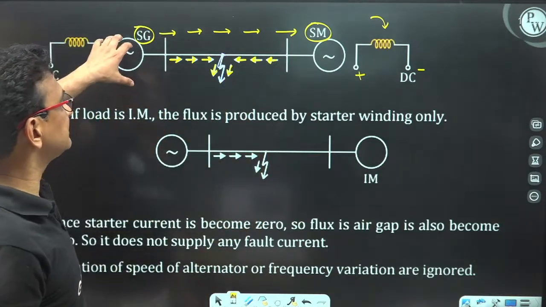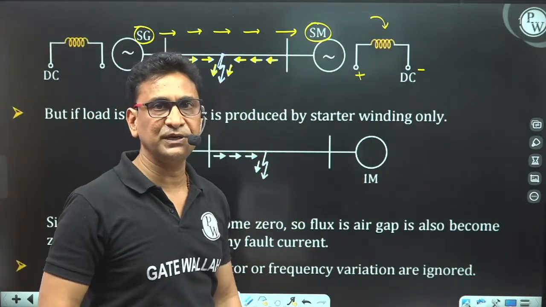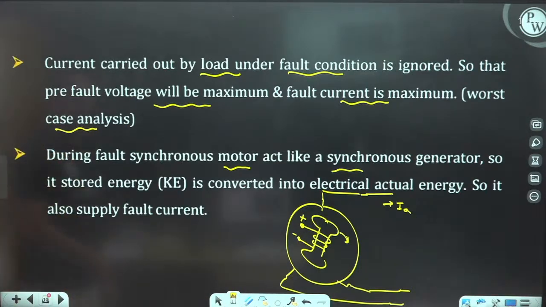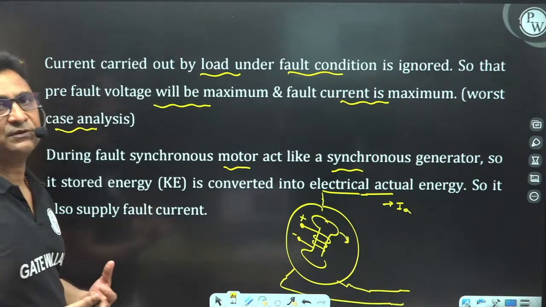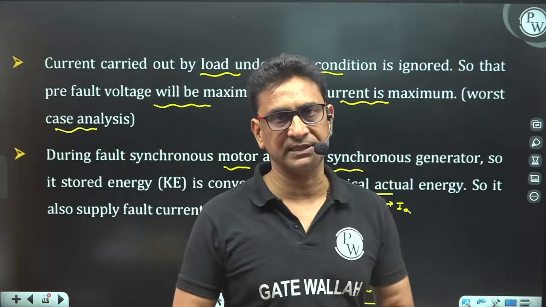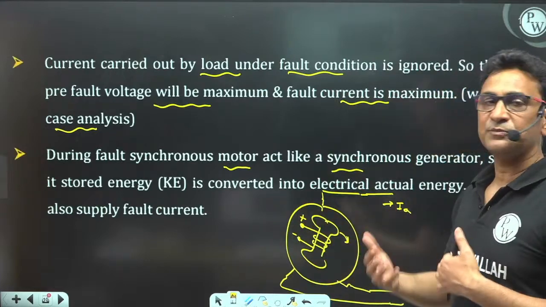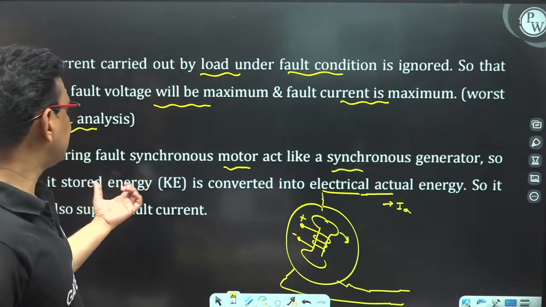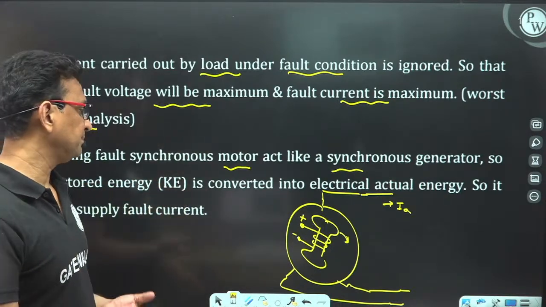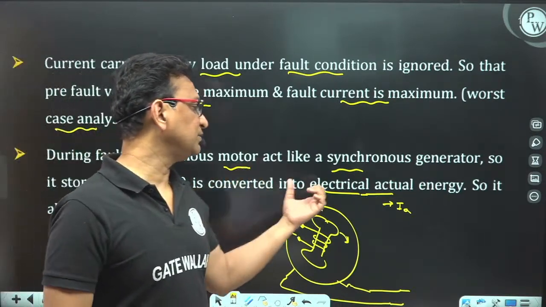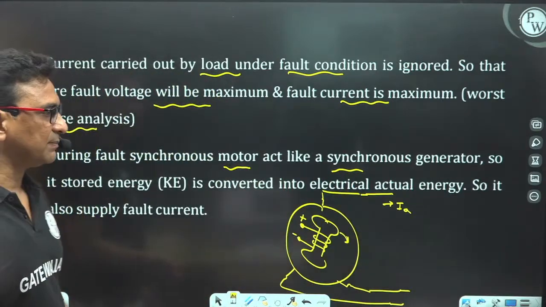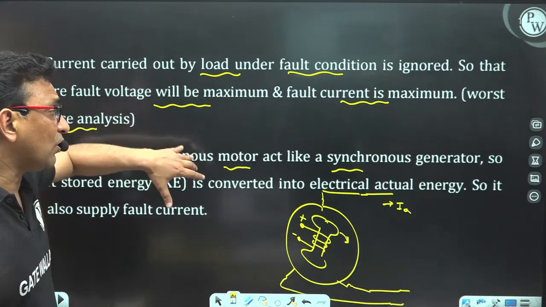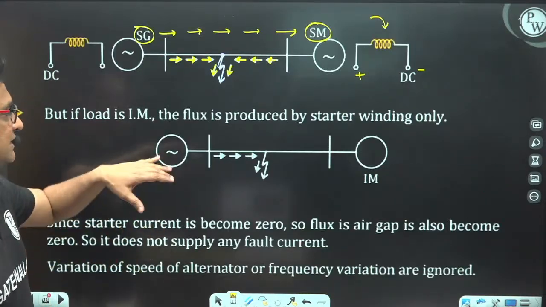So not only the synchronous generator, but the synchronous motor is also feeding the fault current. So you have to take care of this at the time of fault. If synchronous motors are present in the power system during the faulty time, the synchronous motor becomes a synchronous generator because it has stored energy, because due to inertia it is rotating, and this energy converts into electrical energy. So it also supplies the fault current. So overall the value of fault current will be increased. But it occurs only in the case of a synchronous motor.